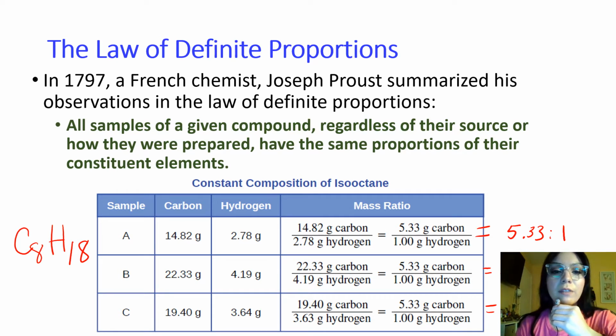So here you have 3 samples. You have sample A, B, and C. Each of these, who knows where they came from? But you end up having a certain amount of carbon and hydrogen in each of them, right? When you divide these out, you get the same ratio for all of these. And this is of isooctane if you wanted to know the formula. And just to show you the ratio in a different manner, if you're curious, it's 5.33 to 1. So 5.33 grams of carbon to 1 gram of hydrogen, always for any type of sample of isooctane. And this is the law of definite proportions.